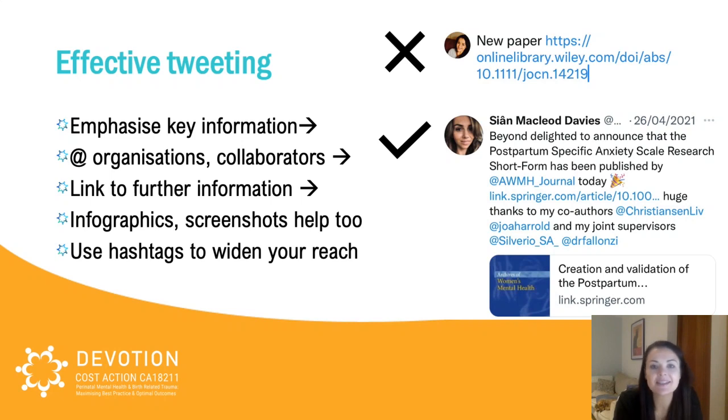Shan has also included a link to her paper. So not only is she setting people up by telling them what her paper is about, she's giving them the means to go and find out more information. Now, if you're really struggling with the length of tweets, you can also use infographics and screenshots that can have a screenshot of text to expand upon what you want to say. And again, using hashtags in your tweets can widen your reach because when people search for a hashtag, they'll come up with your tweet, even if they're not following you.